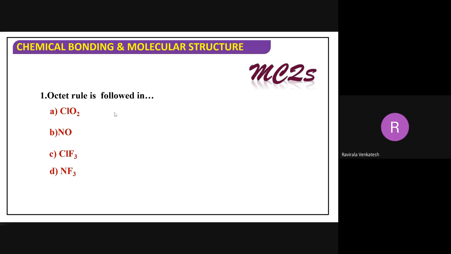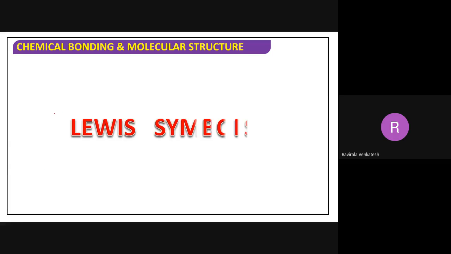Is it possible for you? Octet rule is followed in ClO2, NOClF3, NF3. This was already discussed in the 10th class. Anybody knows this one? Okay. If you know, no problem. If you don't know also, we will get this one in the next topic. I will explain this one with beautiful examples. Okay. No problem. This is also something you know. Octet means having how many electrons? 8 electrons.